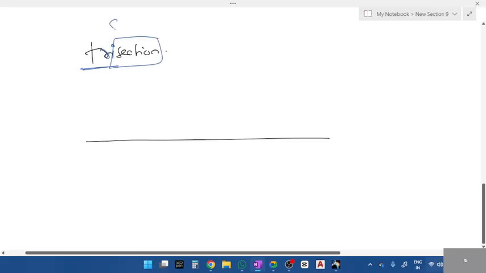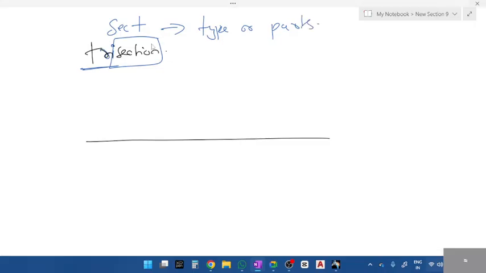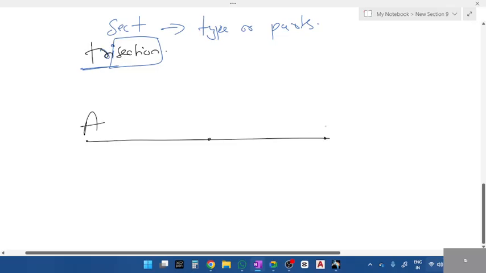Section is nothing but, look here, sect. Sect is nothing but types, different types or categories, types or parts. Like in your school, you have A section, B section, C section. In that, trisection is nothing but you take a line. In that, I have to place 3 points A, B, and C. This is known as trisection.